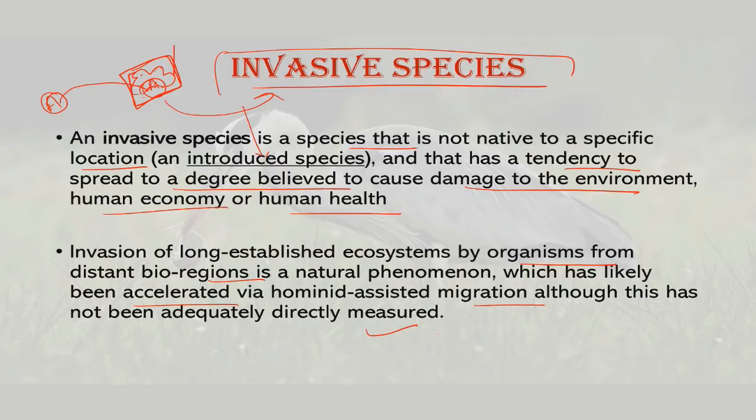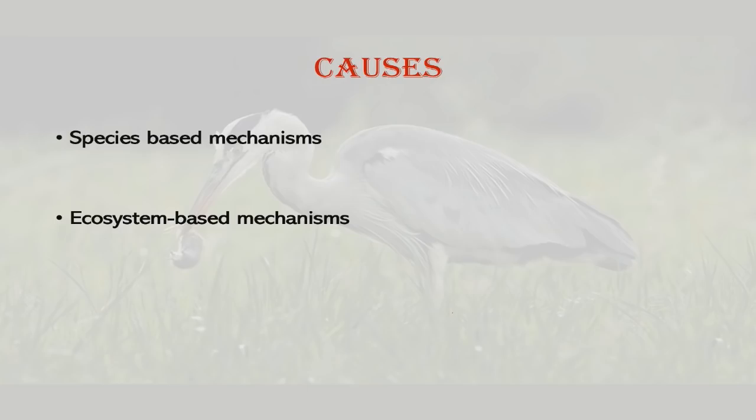Such invasive species may be either plants or animals and may disrupt a region, wilderness areas, particular habitats, or the wildland-urban interface. Invasion of long-established ecosystems by organisms from distant bioregions is a natural phenomenon, which has likely been accelerated via human-assisted migration. Now, what are the causes of the introduction of species into new areas?